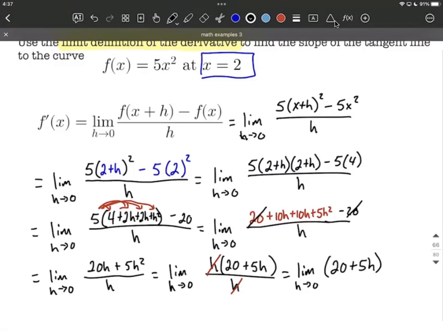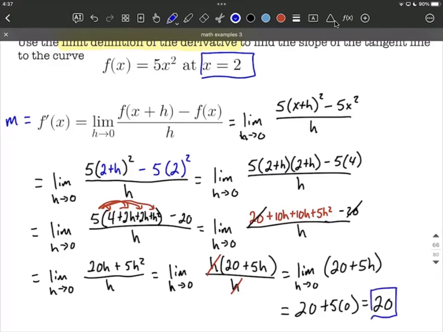So to finish this problem up, we'll replace h with 0. We'll have 20 plus 5 times 0, or 20, which is going to be the slope of our tangent line for this function at x equals 2. Because remember, the derivative means the slope of the tangent line from the beginning. So our final answer on this one works out to be that the slope of the tangent line will be 20.